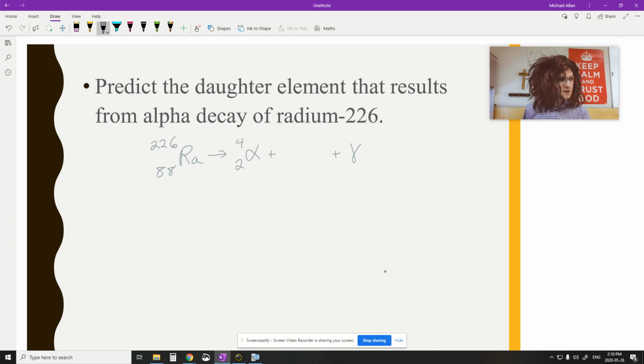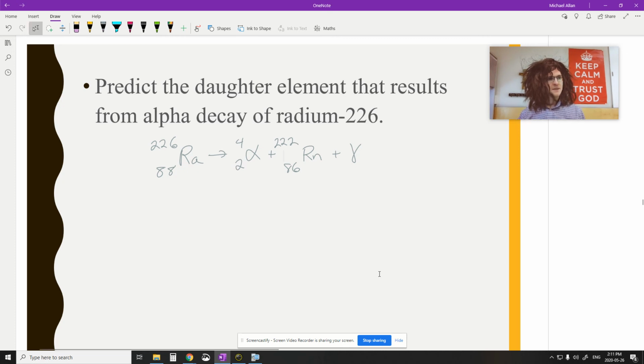So let's figure out what it does. Here, the bottom number has to add up to 88. So the bottom number of this one has to be 86, because 86 plus 2 is 88. So what is 86? Oh, it's radon. So Rn. The top number has to add up to 226, so this is going to be 222. So radon-222. Hey, that's the number it has there. That's pretty cool. And there you go.